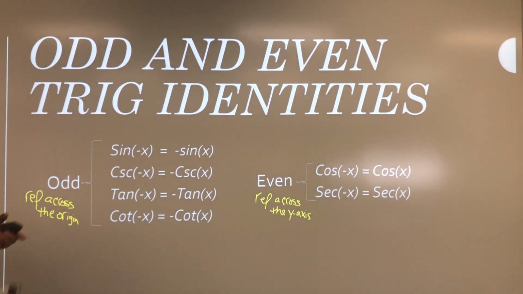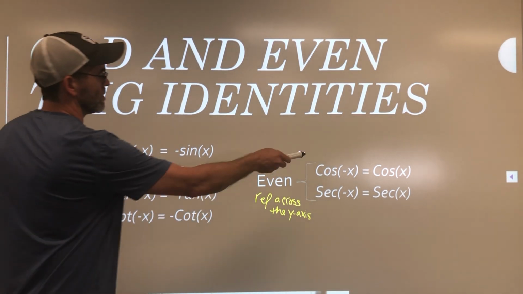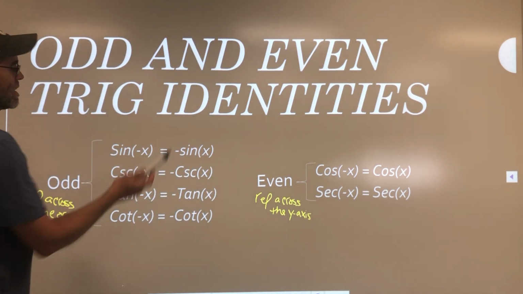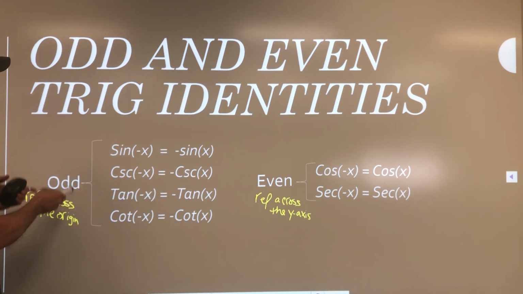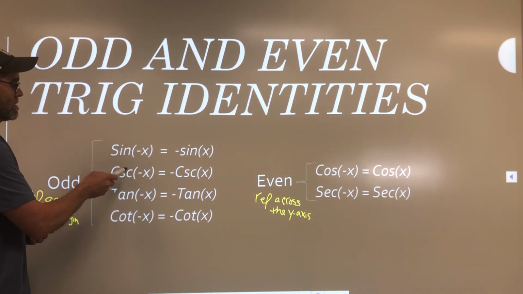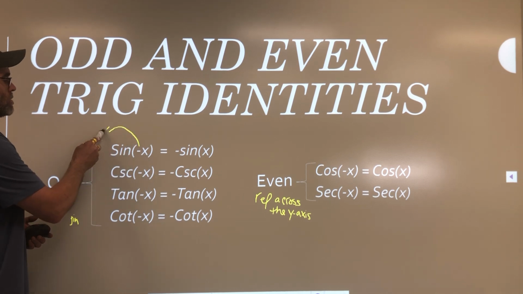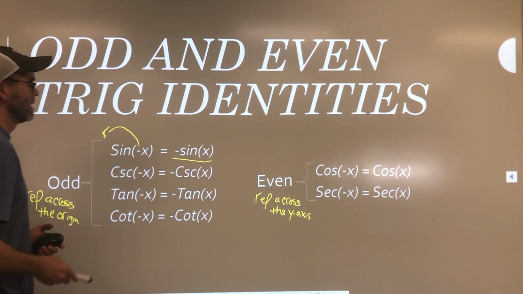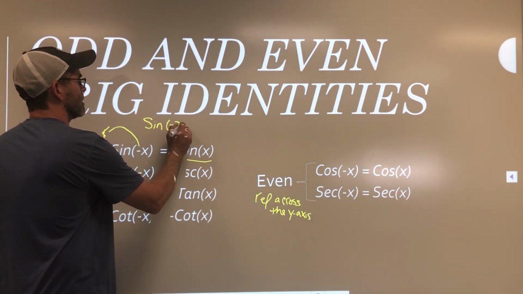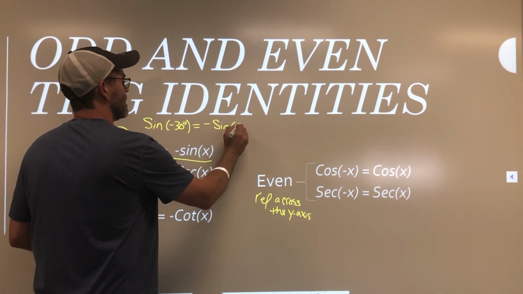Now, notice the similarity here is that we all start with the sine, the cosecant, the tangent, the cotangent, and even over here, the cosine and the secant of a negative angle. So, for instance, the sine of negative 30. What it says is in an odd function, if you're taking the sine, the cosecant, the tangent, or the cotangent of a negative angle, the negative can be brought out front, which was written right there. So, for instance, the sine of negative 30 degrees would equal negative sine of 30.